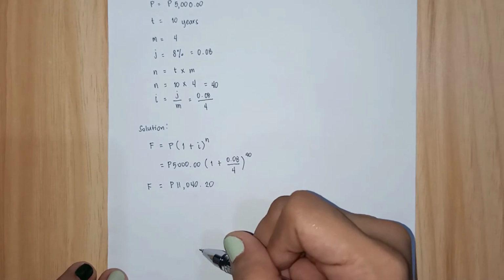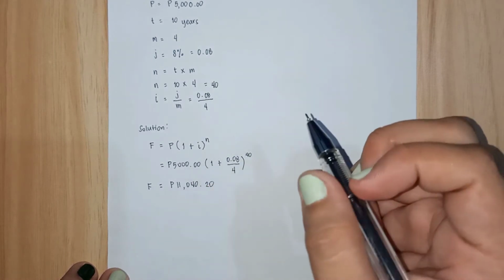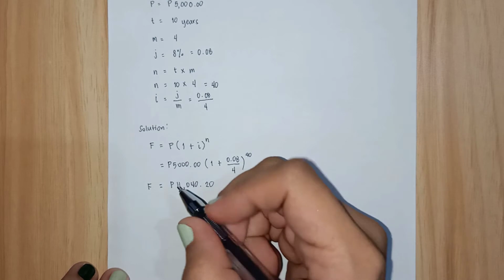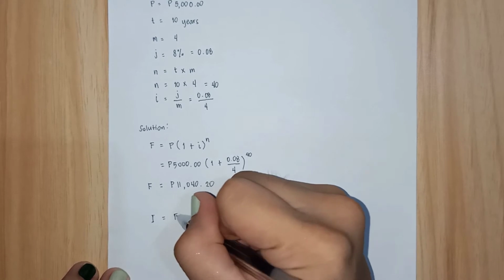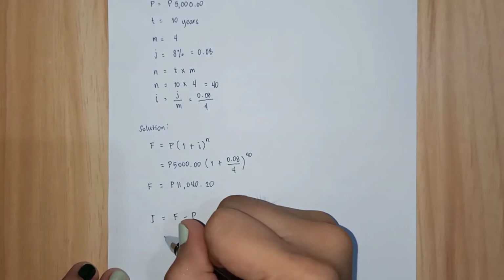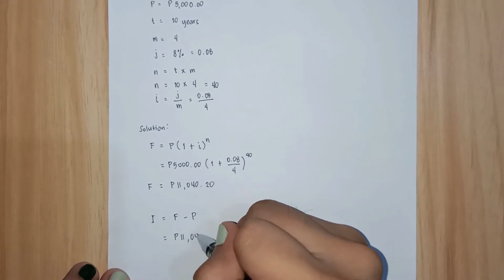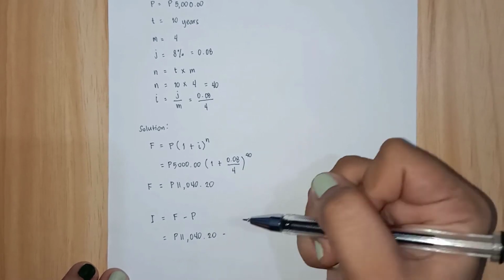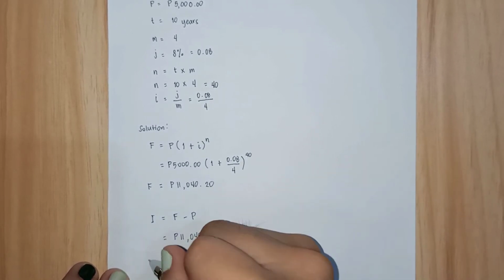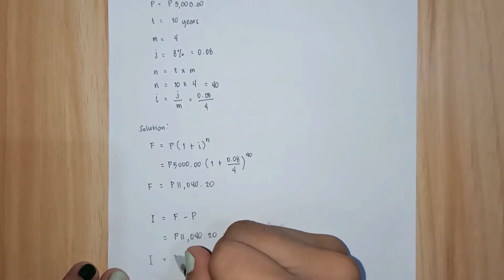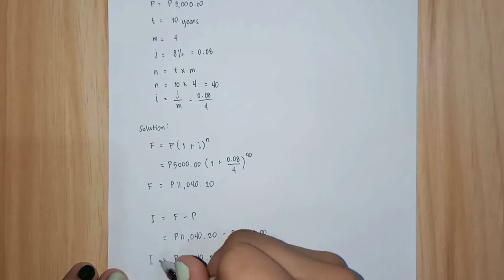Ngayon, sabi, find the compounded interest at the end of 10 years. Para makuha yon, kailangan natin pag-minusin yung P natin at yung F. So, I is equal to F minus P. Substitute lang natin. F is equal to 11,040.20 minus 5,000 pesos. Ang I natin ay 6,040.20. Yan yung sagot.